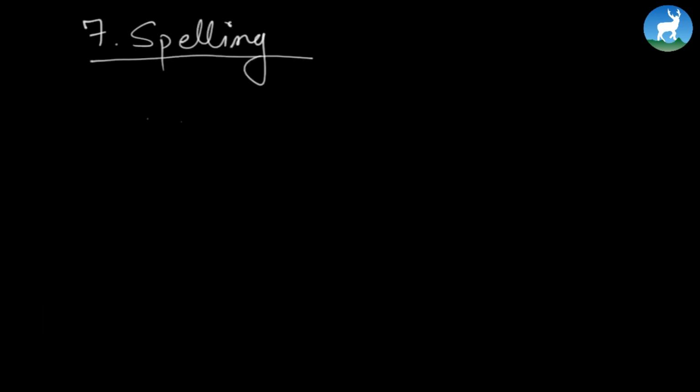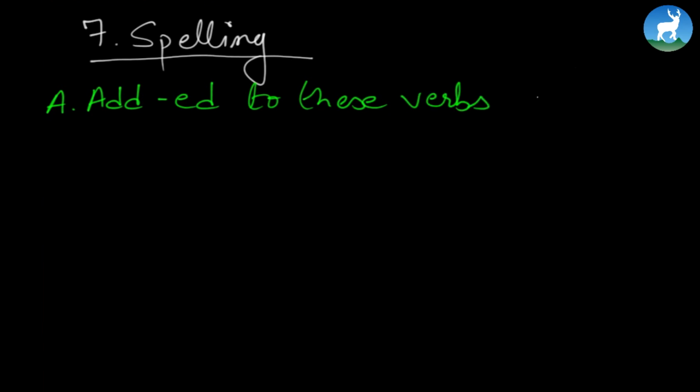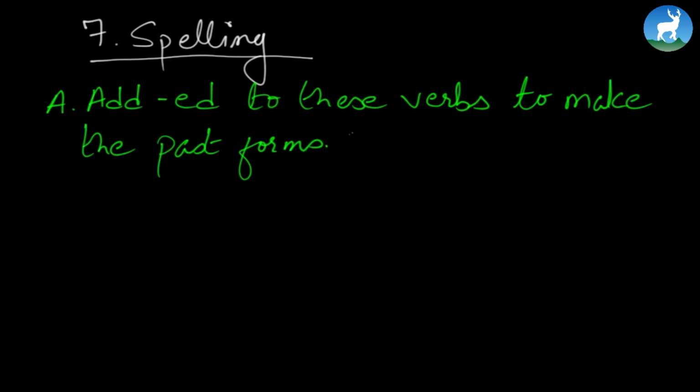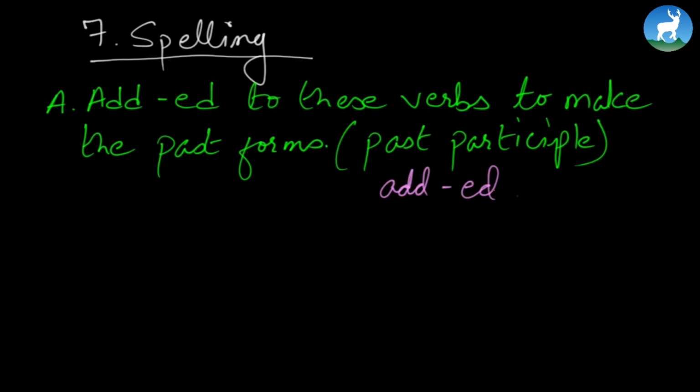So let's continue the exercises of Unit 1, Expressing Wants. Here we go, the exercise of Expressing Wants, the spelling section. The heading is add ed to these verbs. So we have these action words given, or verbs given. A verb always denotes an action, some action being taken, to make the past form. Or we take this to what we call the past participle, where we add ed at last.